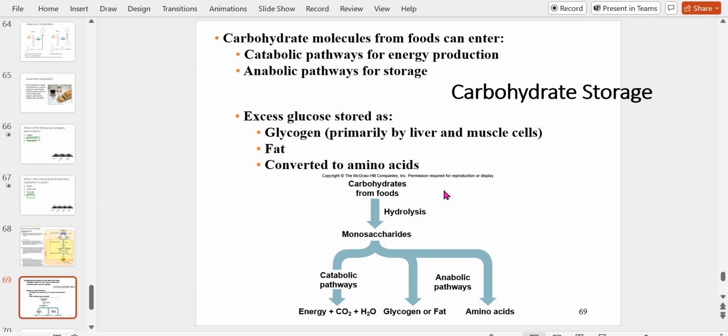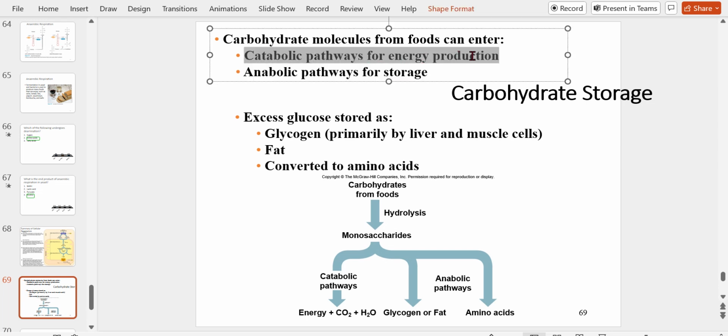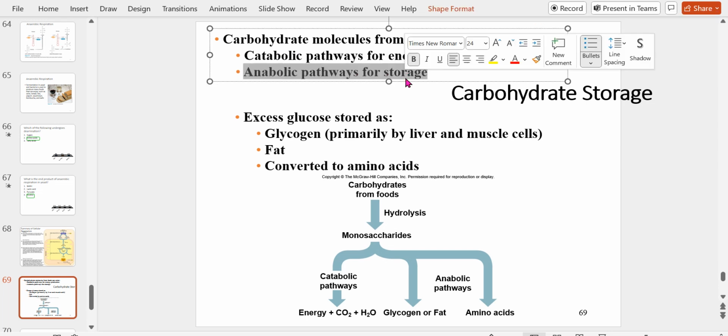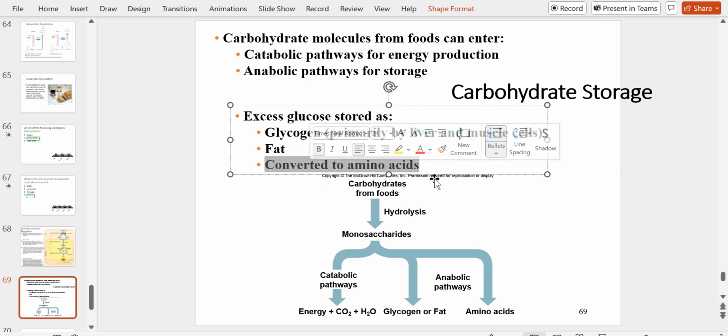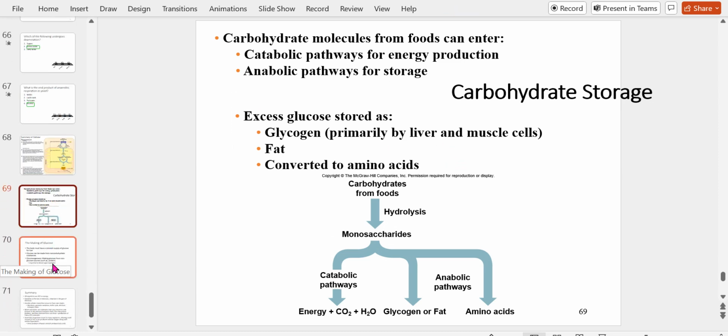Carbohydrate storage. You remember your catabolic pathway for energy release and anabolic pathway for storage. Carbohydrate molecules from food can enter either of these. We can break them down further for energy release, or we can build them up and store them for later. Excess glucose is stored as glycogen, primarily by the liver and muscle cells. Glucose can be stored as fat, and can also be converted to amino acids, with difficulty, but it can. Then there's gluconeogenesis, where we can make sugar from non-sugar sources.